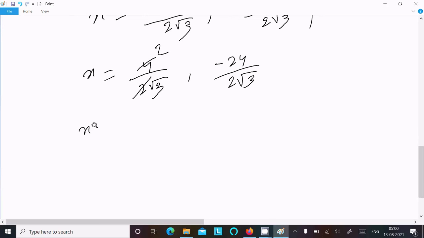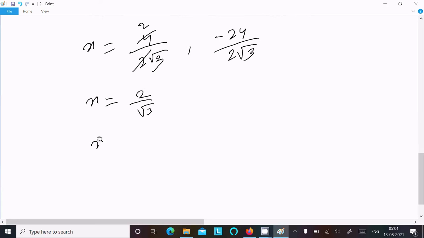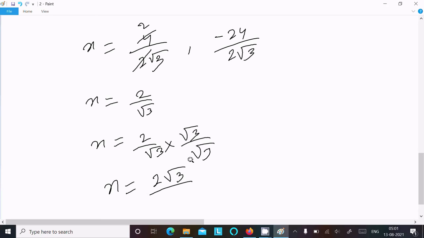So here x equal to 2 by root 3. I don't want root 3 in the denominator, so let's multiply by root 3 over root 3. So x equal to 2 root 3 divided by root 3 into root 3, that is 3. So this is the first answer.